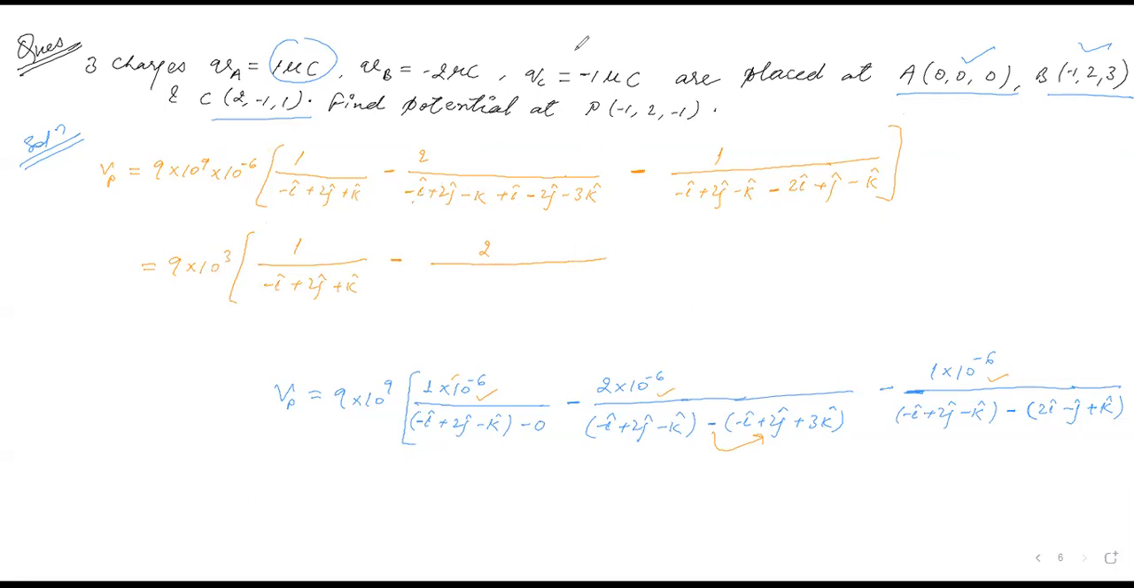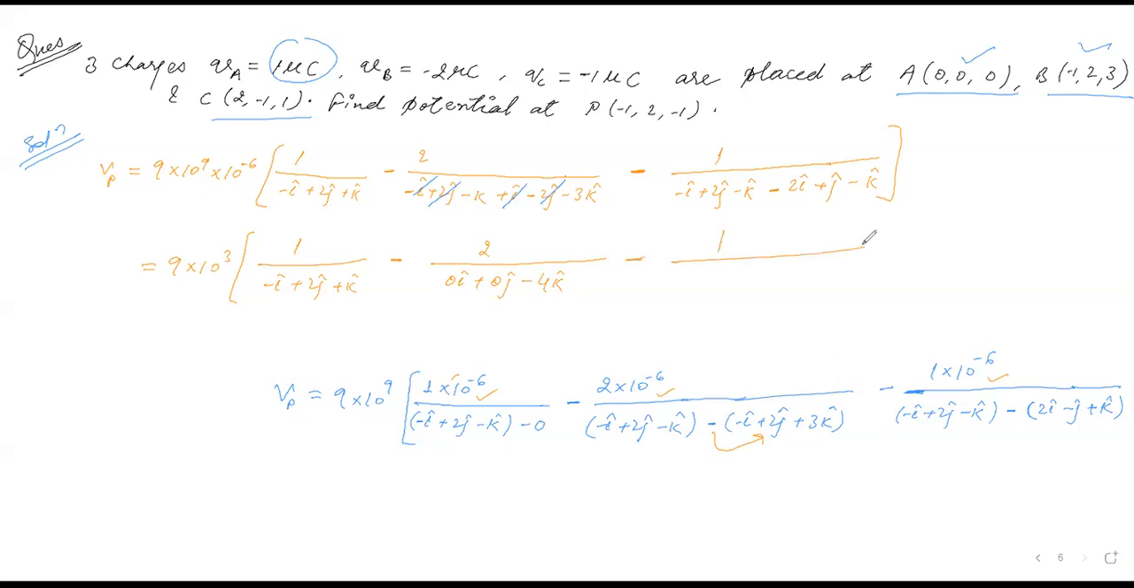i cap. Look at here, minus i cap and plus i cap will cancel each other. Yes, sir. Okay. And 2j minus 2j again cancel. Now minus k and minus 3k will be minus of 4k, I think. Yes, sir. So you can also write it like this: 0i, 0j minus 4k. Okay. Yes, sir.